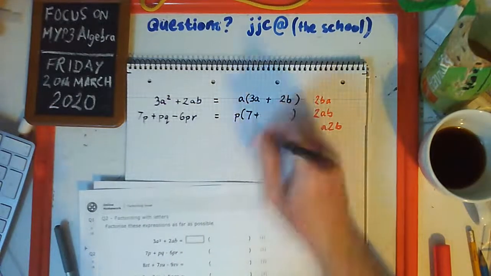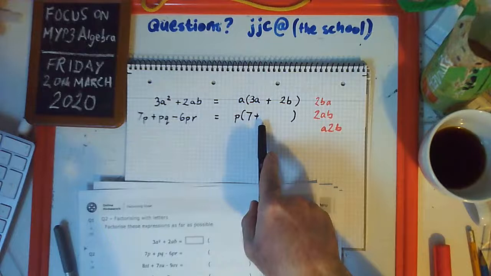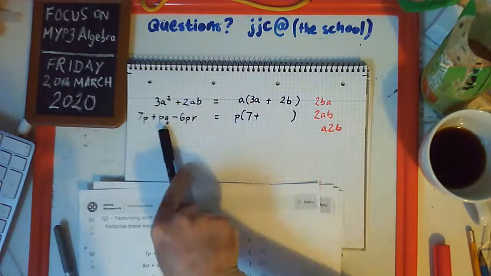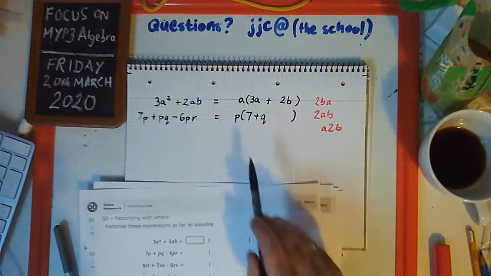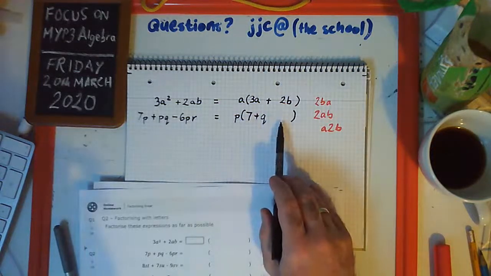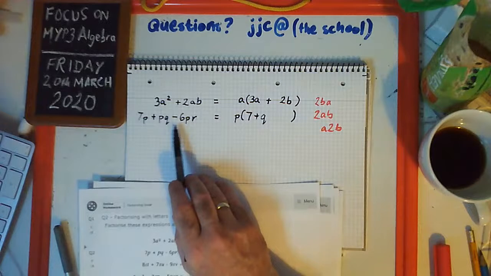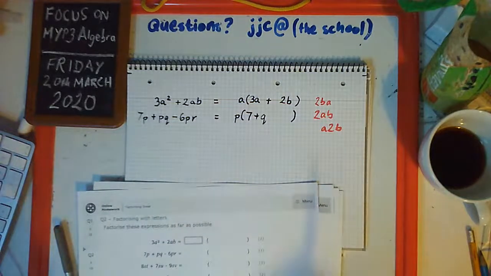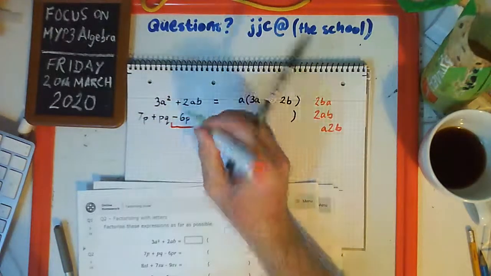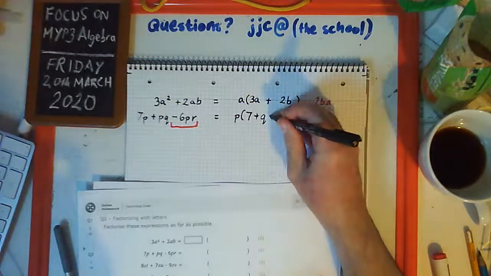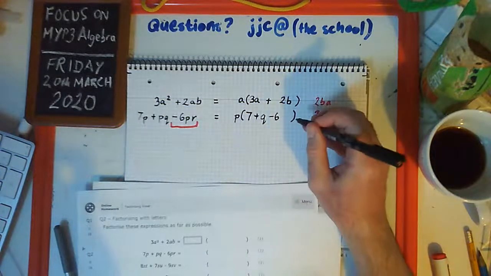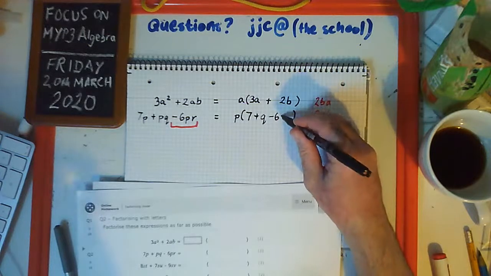And then P times what inside the brackets will give me PQ. So that's got to be a Q. And then P times what inside the brackets will give me, now remember that's a minus, minus 6PR. Okay, so I'm going to need a minus 6 there, and I'm going to need an R there.